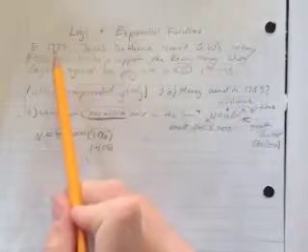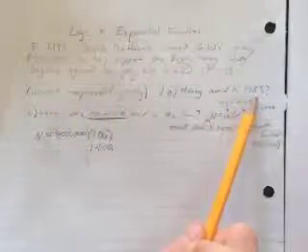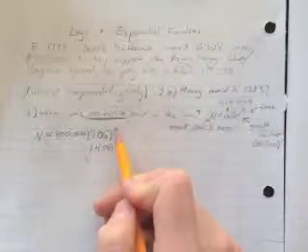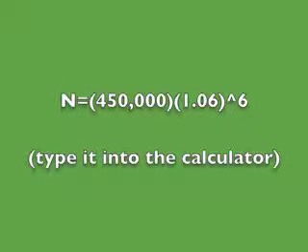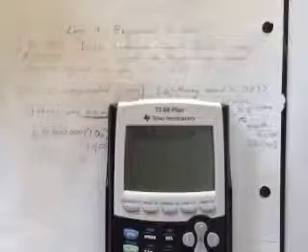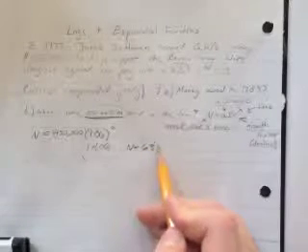So here, his first deposit was in 1777. His next one was in 1783. Six year difference. Let me put it like that. And then you can type it in your calculator. And that's your answer. N equals, this is the amount of money he'll have after 6 years.